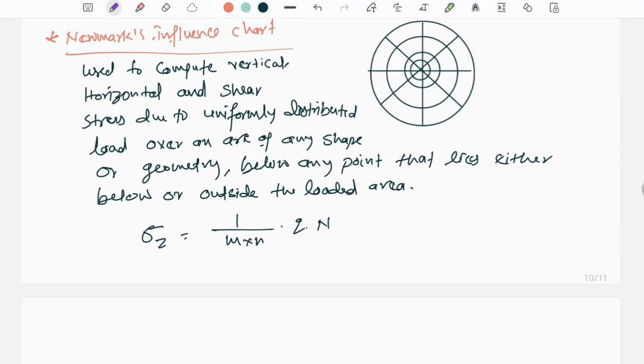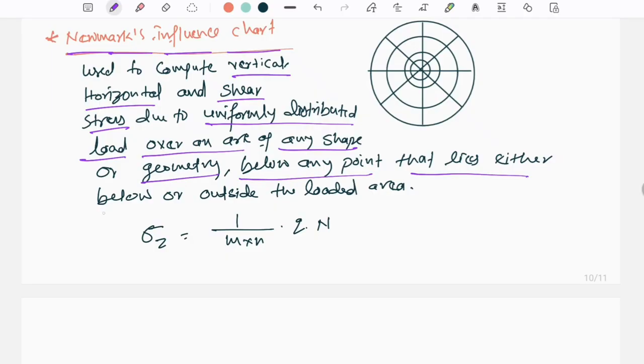Now we discuss Newmark influence chart. There is another method, that is Newmark's influence chart. This is also based on Boussinesq's equation. This chart is used to compute vertical, horizontal and shear stress due to a uniformly distributed load over an area of any shape or geometry, below any point that lies either below or outside of the loaded area. So this is Newmark's chart.